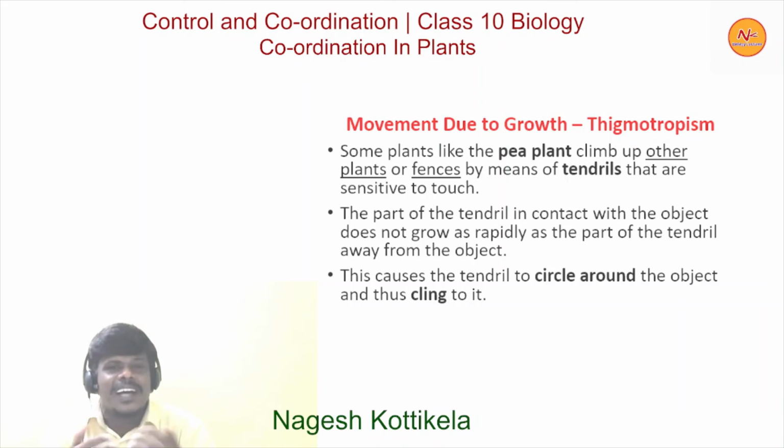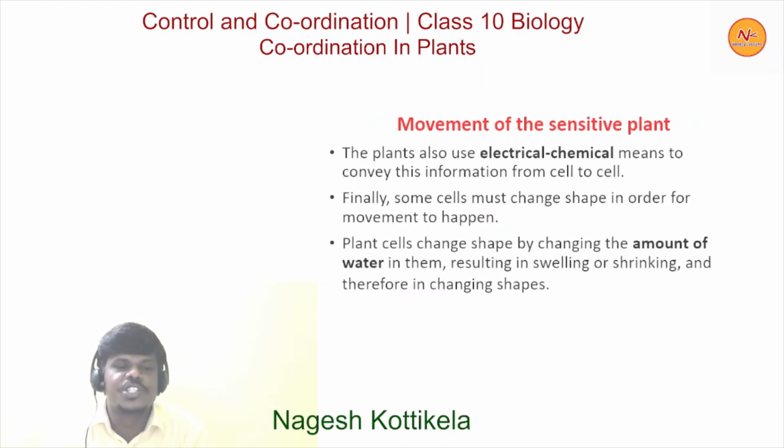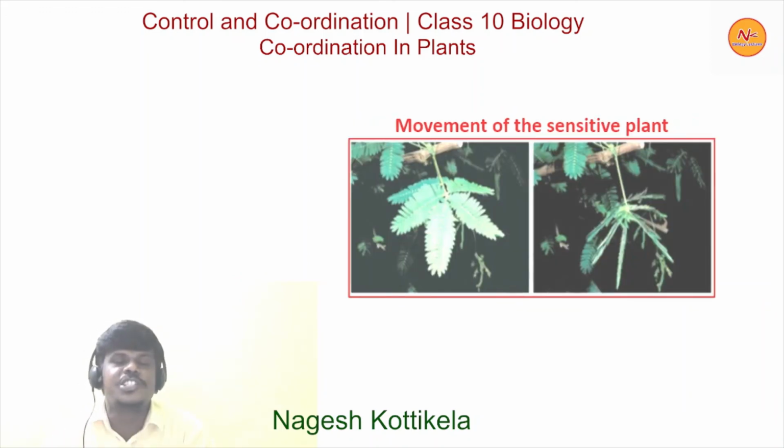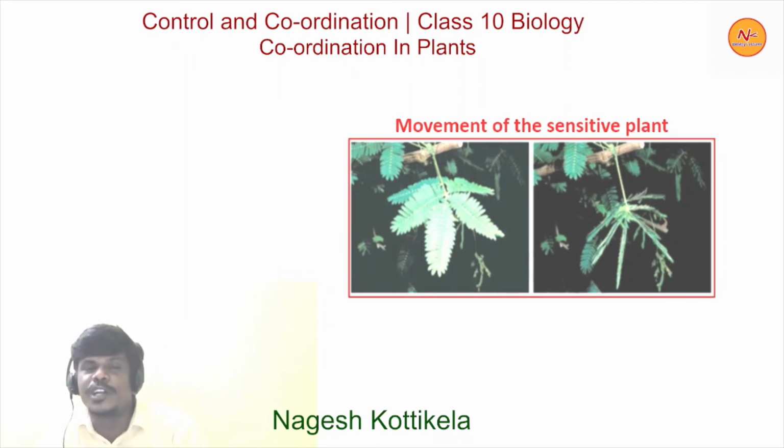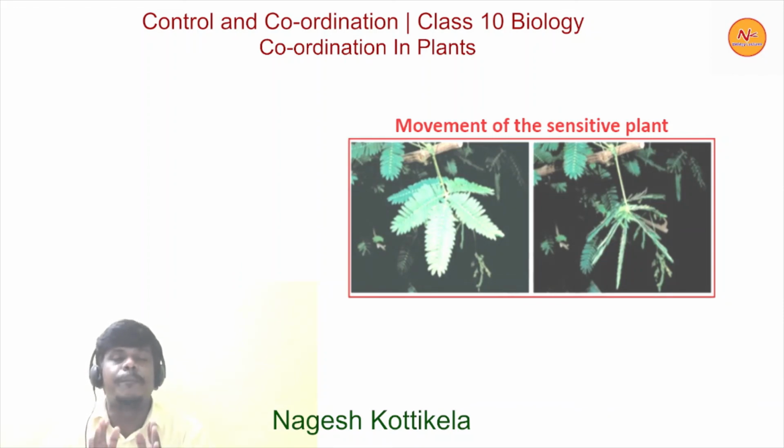And on the other hand, in the beginning we discussed the movement seen in the sensitive plant. It is not related to growth. It is nastic movement. It is non-directional movement, and this movement is due to turgor changes in plant cells because of entry of water into the cells and exit of water out of the cells. Because of this, the turgor changes are seen in plant cells, and those turgor changes send the information from one part of the plant to another.